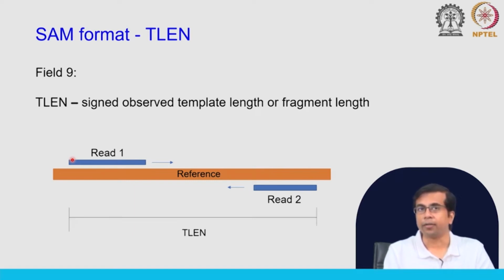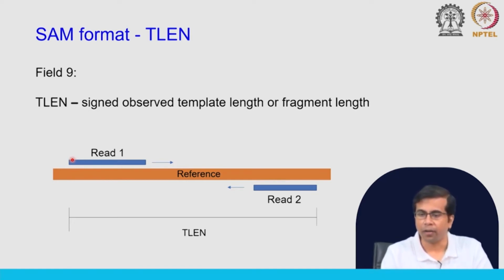Now, one thing you have probably noticed is that it says signed observed template length. We have calculated TLEN, which is a positive number, but we also have to have a sign, a plus or minus sign. Because we are dealing with paired-end data, one of the reads will get a plus sign and the other read will get a minus sign for the same TLEN. This is important to figure out which read is upstream of which: whether read 2 is upstream of read 1 or read 1 is upstream of read 2. You can gather that information from the sign of TLEN.